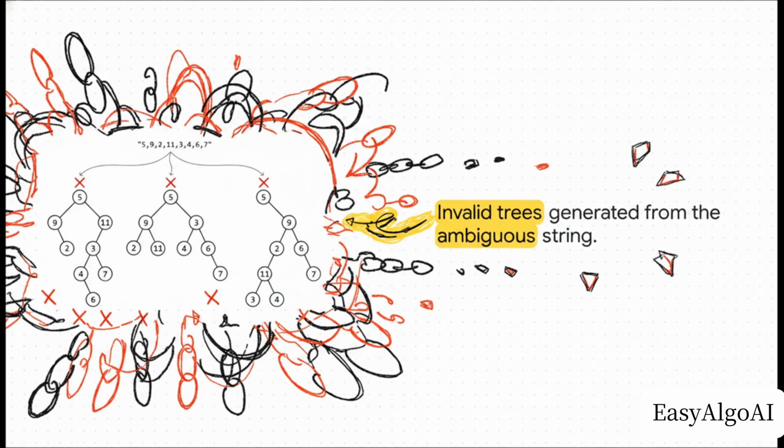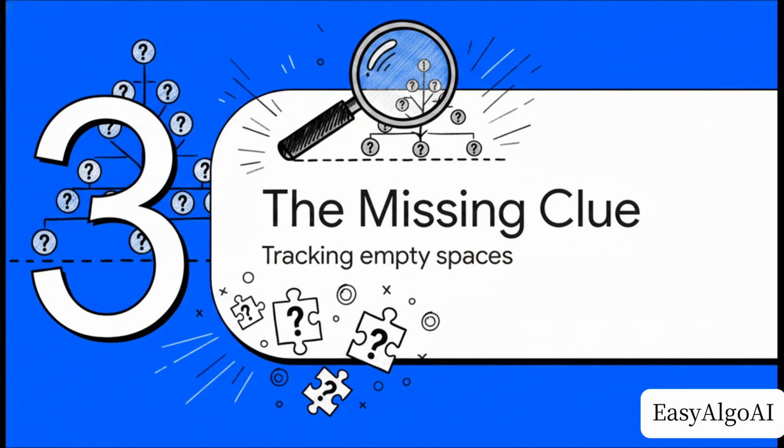And the disaster unfolds exactly like this. That one naive string, 5, 9, 2, 11, and so on, can actually map to 3 completely different, entirely invalid tree structures. Notice how the branches wildly differ across these examples, yet they all share the exact same sequence of numbers. If we deserialize our string and end up with one of those incorrect trees, we've basically corrupted our data. No good.